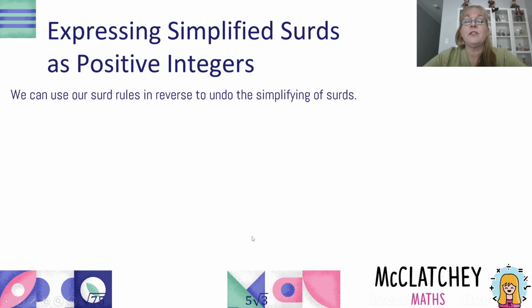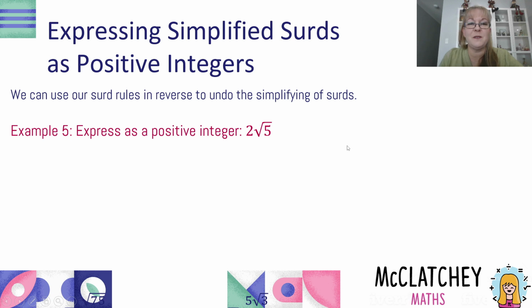Okay. We're on to our final part of the video. We're going to be expressing simplified surds as positive integers. What that means is we've just been simplifying a whole lot of surds with some different examples. We're now going to put everything back under the square root sign. So we're reversing. We're doing the opposite of what we've just been doing. So we're complicating the surds as opposed to simplifying them. So the question is going to say to express it as a positive integer. What that means is I want a surd all under that bracket as a positive number.